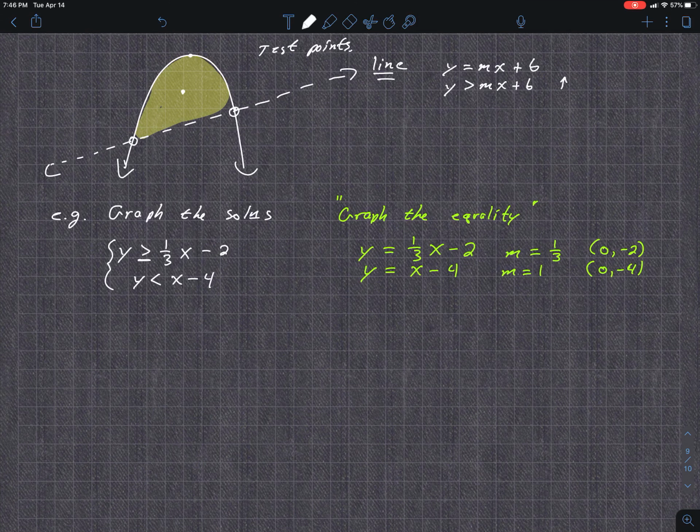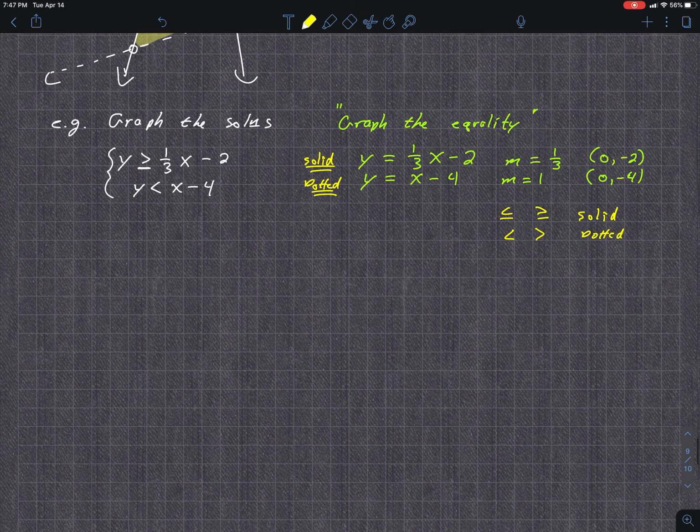But first you just graph them both. Effectively, the first one will be a solid line, and this will be dotted because of the strict inequality. So basically, if you have the equal to, that's a solid line. If you have the strict inequality like that, that is dotted. So just know that and you're good to go. So we've got to graph those.